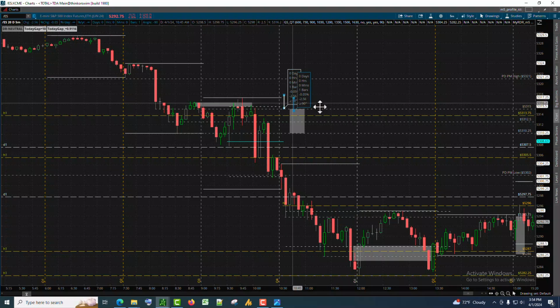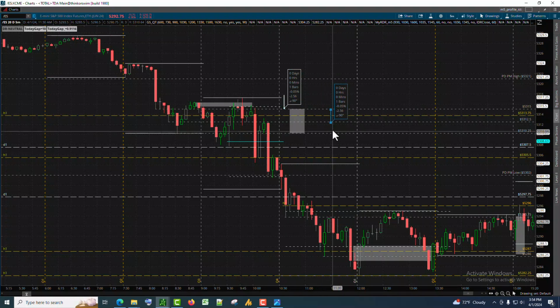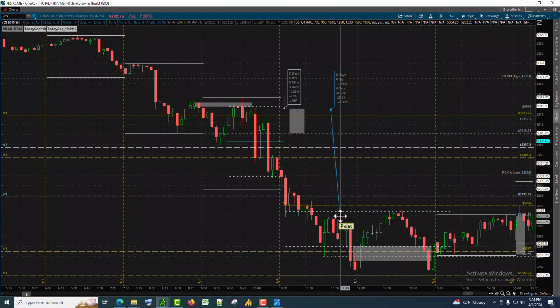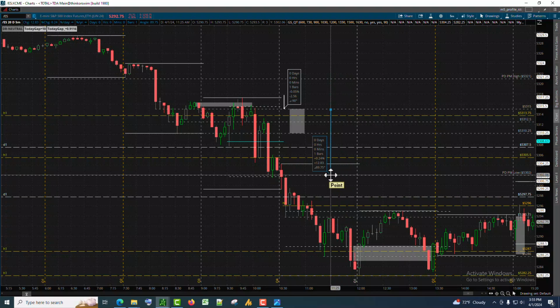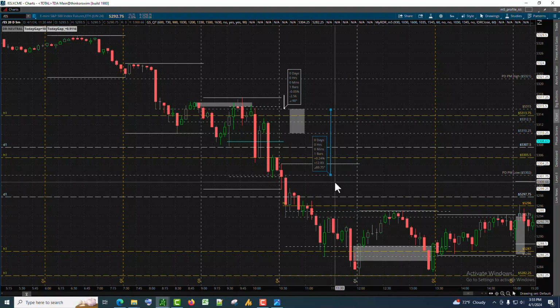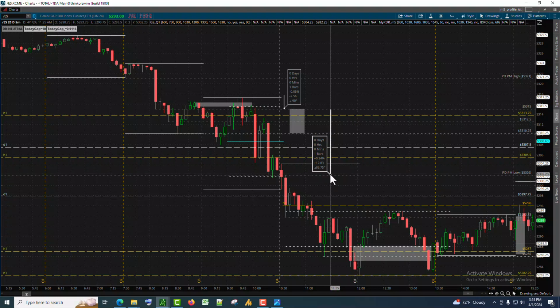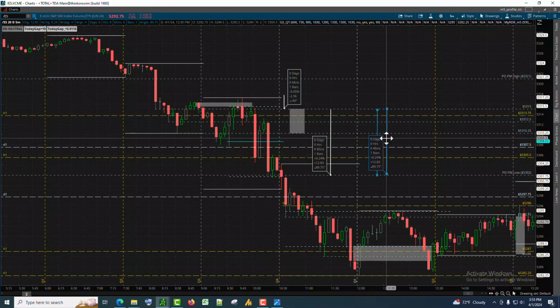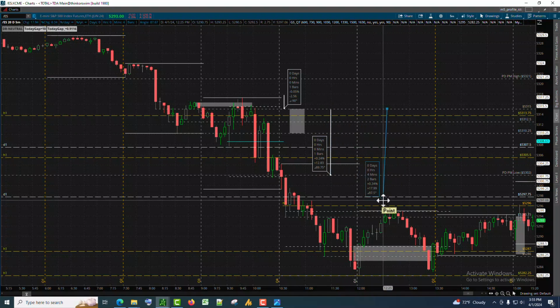Now let's see. Conservatively, we just aim right here. For sure, it's going to test this low, the previous low, but also there's a high chance that it's going to test this level, the level that we put right here.